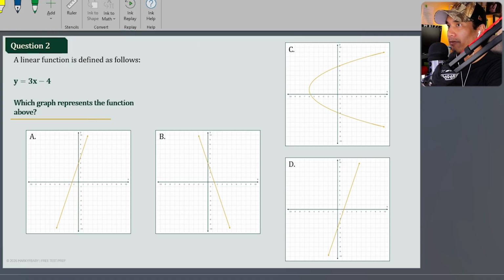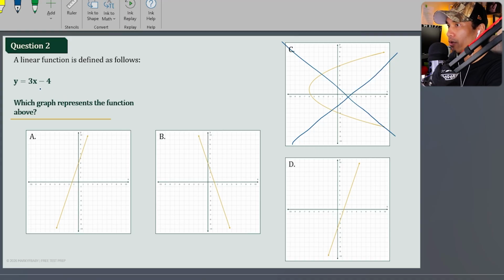Okay, so off the bat, we could eliminate C because C is a sideways parabola, and we could just get rid of these. Okay, this is a linear function, and this is a sideways parabola. So off the bat, when you're taking the test, just get rid of this.